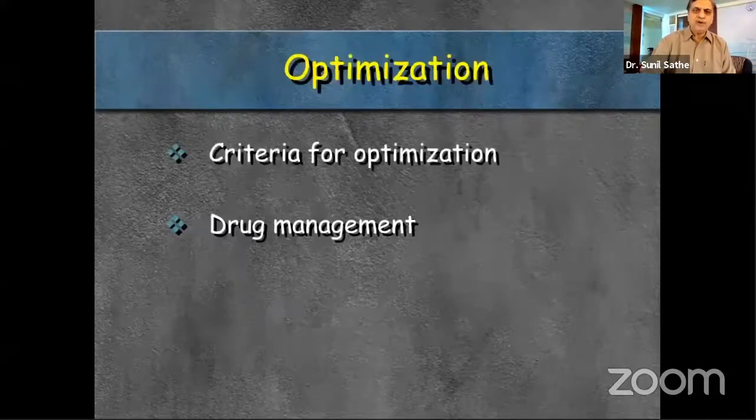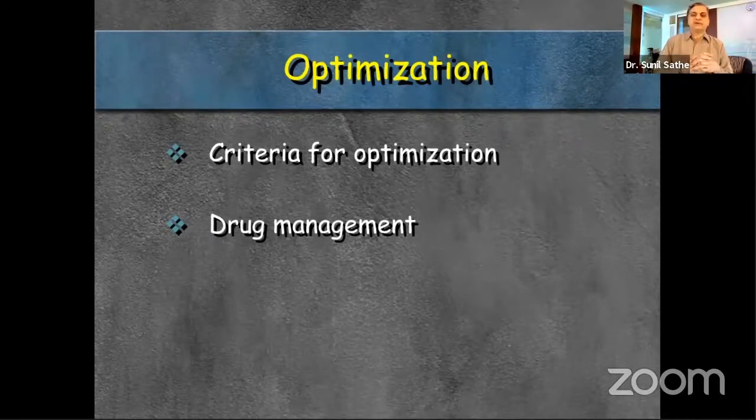Now, what do you mean by optimization? That means when I am giving medical therapy to my patients with heart failure, what am I going to look at? Is there a checklist? And how do I go on optimizing patients depending upon which drugs I am giving? So basically, I look at the criteria of optimization and then drug management. That means which are the patients, which are the drugs which I would use to give the best optimization to my patients with congestive heart failure.